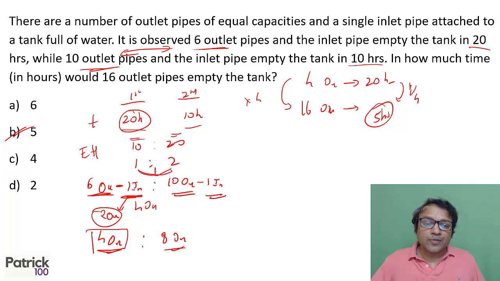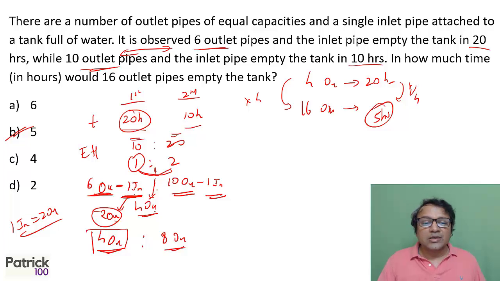The efficiency we came to know is 1:2, because if time is 2:1, efficiency is 1:2. Difference of the 2 is 1. And that 1 stands for 4 outlet pipes, because the difference in the 2 is 4 outlet pipes. So this 1 will also stand for 4 outlet pipes, which is only possible if 1 inlet pipe is equal to 2 outlet pipes. Then this is satisfied.